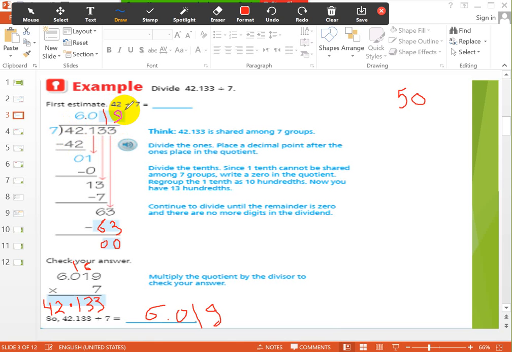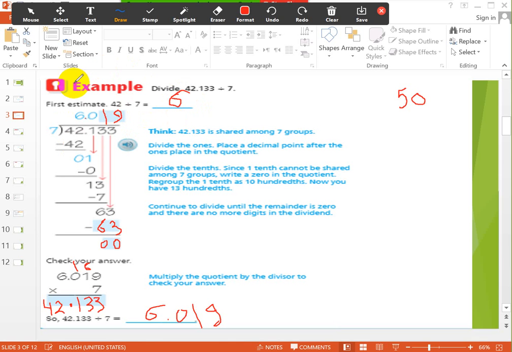So it will be 42 divided 7. 42 divided 7 equals 6, right? Because 6 multiply 7 equals 42. So look, my quotient is close to the estimation, close to the number 6. That's mean my quotient also is correct.